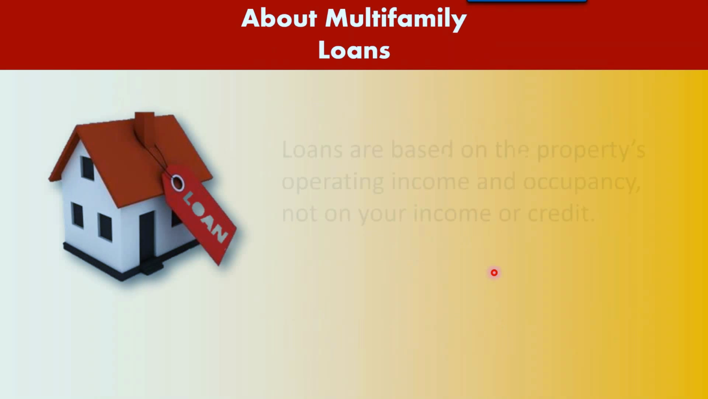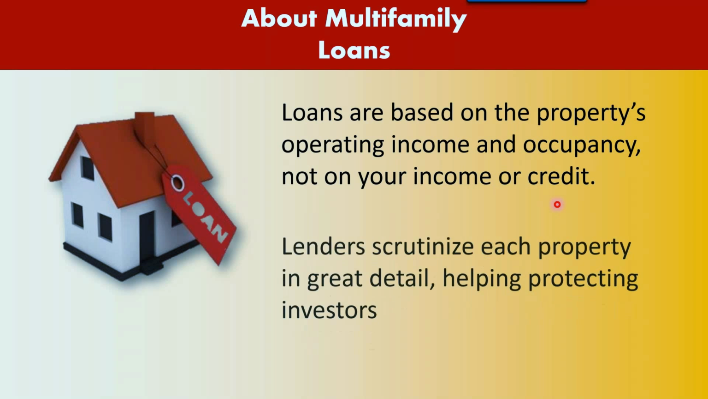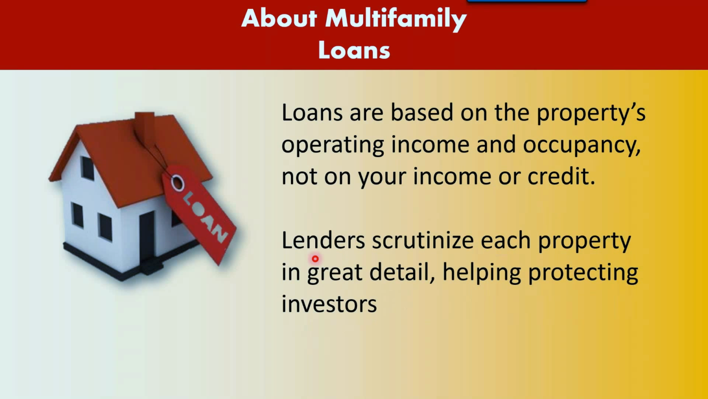So about loans, we talked about value, right? Well, loans are also based on the property's operating income and occupancy, not on your income or credit. So if it's empty, it's worthless. Nobody will give you a loan against it. If it's full at 100%, you'll get a very lucrative, very low interest rate loan. So why is this important? Well, lenders scrutinize each property in great detail, helping protect investors. So you get a benefit out of this as an investor because the lender is not going to lend against a property that's not doing well. Well, let me bring that example up later, but I hope I got this point across. Lenders protect you for multifamily loans.